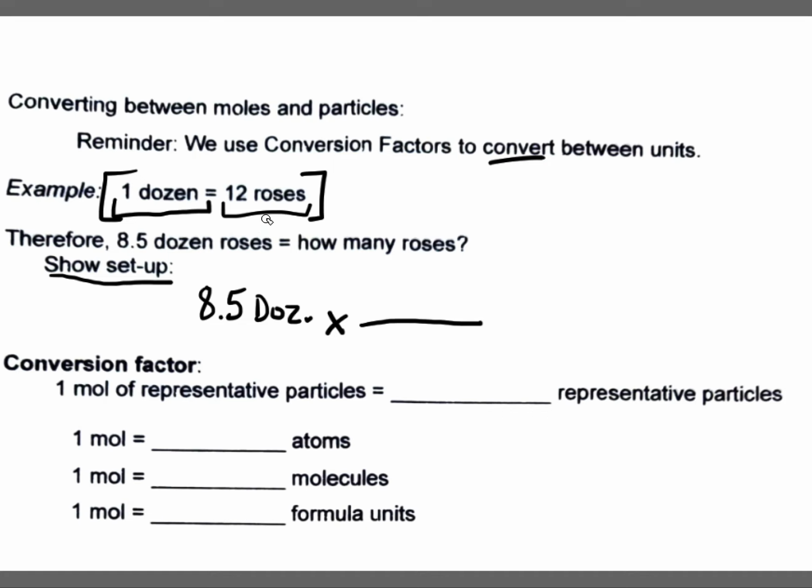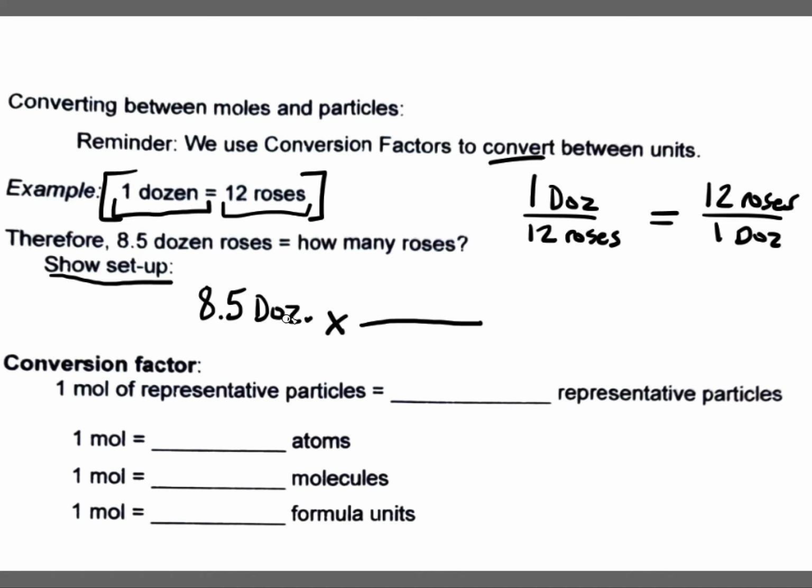The way to remember this is that when I'm multiplying something by a conversion factor and I want to convert into something else, the unit that I want to convert into needs to go on the top, because I'm going to write this like a fraction using these two numbers. So I could write this as 1 dozen over 12 roses, or I could write it as 12 roses over 1 dozen. Both are saying the same thing, so I can use them equally, but it depends on what I'm trying to convert into.